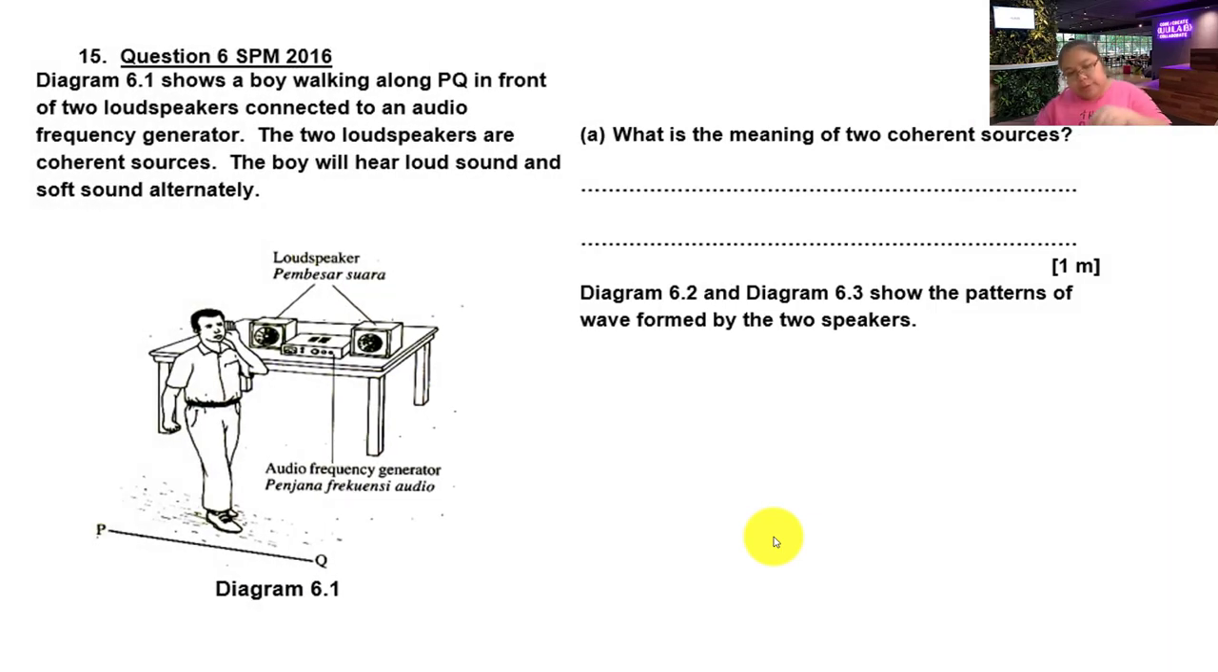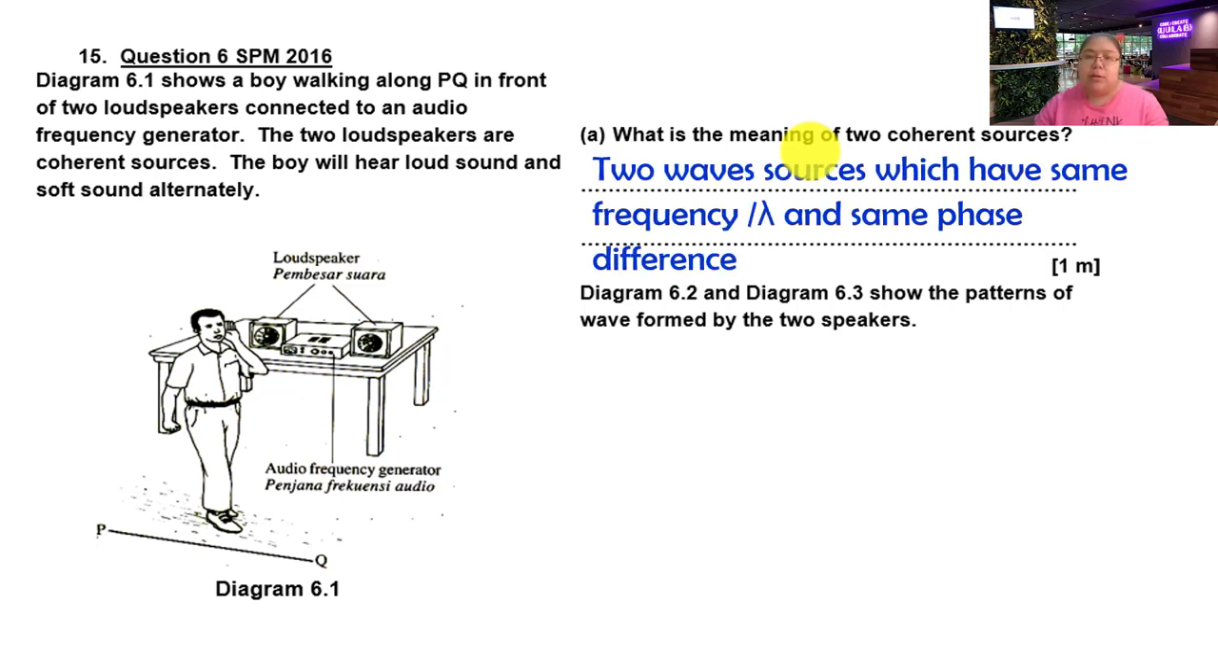Then we go to 15. 15 is again a sound wave. So that means every year also gets this kind of question. The frequency generator produces the sound. After that, two loudspeakers, coherent sources, the boy just walks, then listens to the sound, louder and also soft. What is the meaning of two coherent sources? Coherent sources have the same frequency and also the same phase difference. Again, two waves, the sources will have the same frequency, lambda, or the same phase difference.